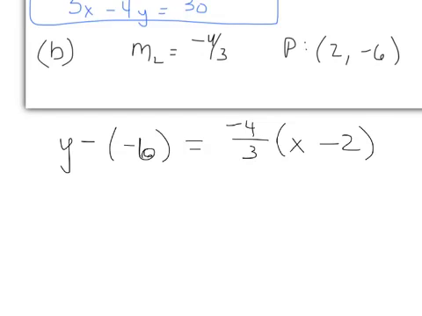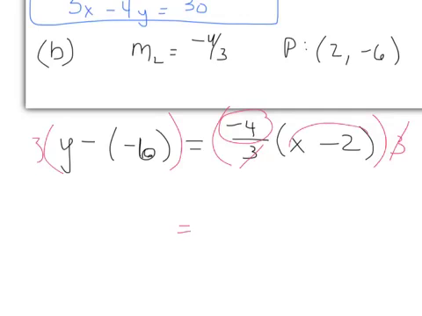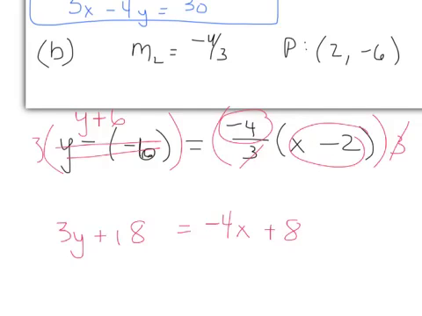Now all we have to do is multiply by 3 everywhere to get rid of this 3 in the denominator. So let's get rid of that 3. We'll multiply everything by 3 on both sides. Those 3's cancel. On the right hand side, we're left with this negative 4 and this x minus 2 quantity. Let's distribute that to become negative 4x plus 8. On the left hand side over here, minus a negative again, this is really y plus 6. Distributing the 3 becomes 3y plus 18.